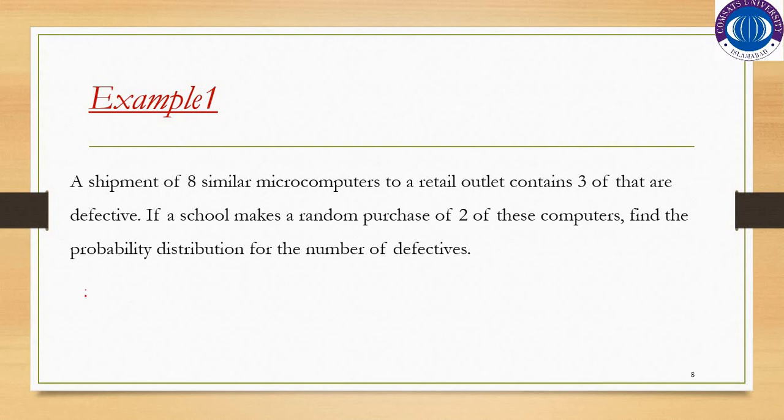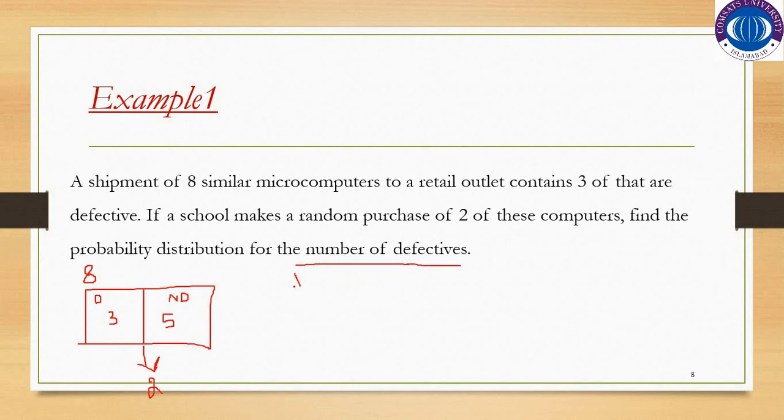So if we gather the information written in the question, there are total 8 microcomputers, and let me denote D with defective and ND with non-defective. So we know that 3 of them are defective. So what about the remaining 5? It means the remaining 5 are non-defective, and the school is making a random purchase of 2 microcomputers from this. So we are interested in number of defectives. So our random variable is associated with number of defectives. So x is equal to number of defectives.